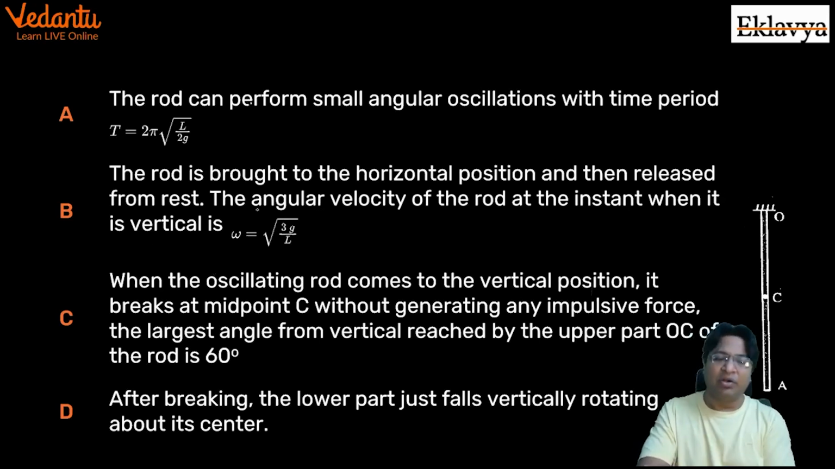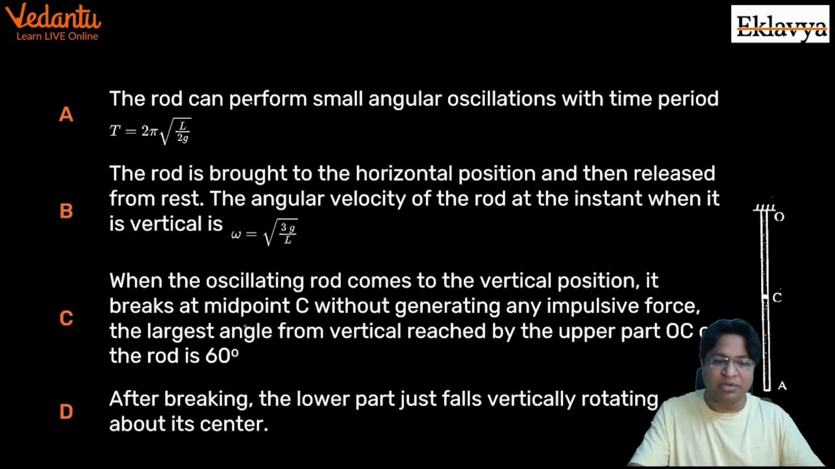Now next, rod is brought to horizontal position, then released. The angular velocity of the rod when it is vertical, so now we can use the energy equation. The rod was released from this position, and then it becomes vertical, and when it becomes vertical, it is traveling with some angular velocity, let's say theta dot. So the center of mass has fallen down by a length L by 2. So the loss in gravitational energy is mg L by 2.